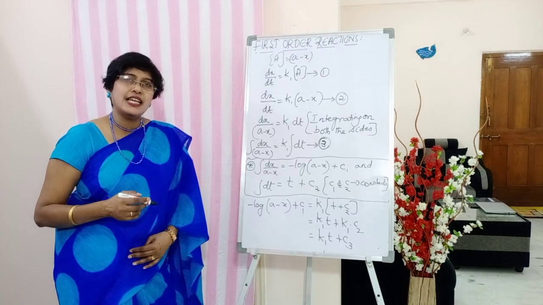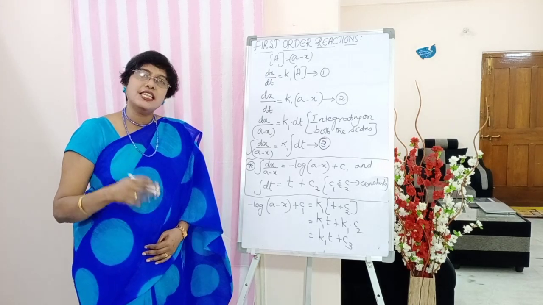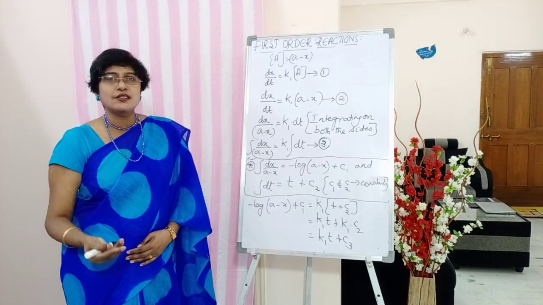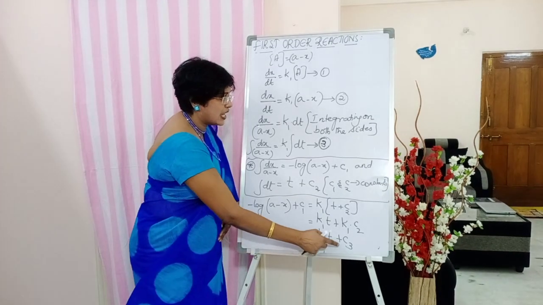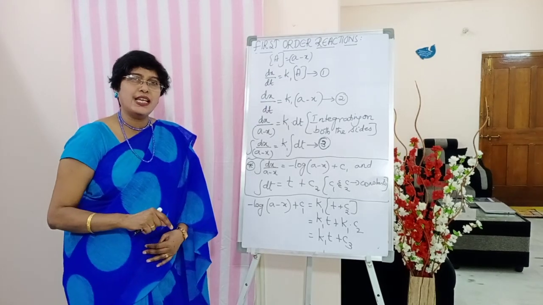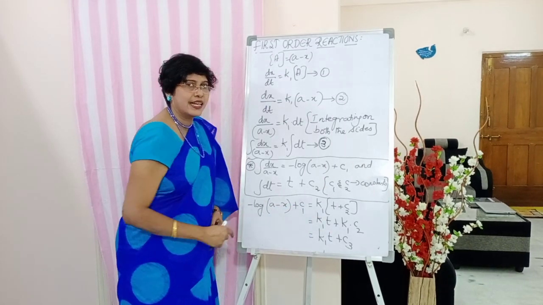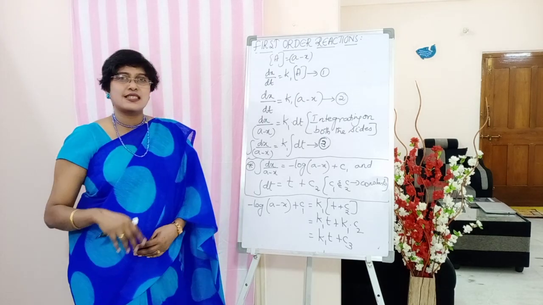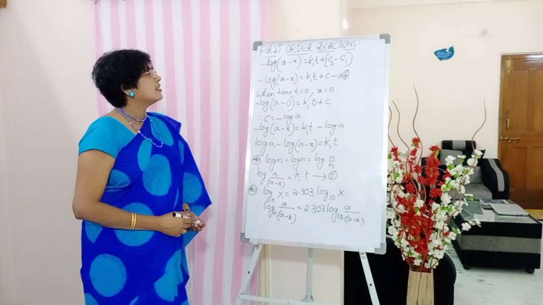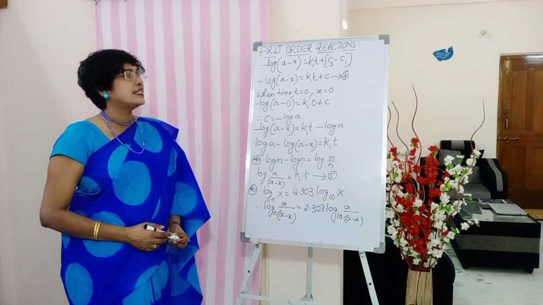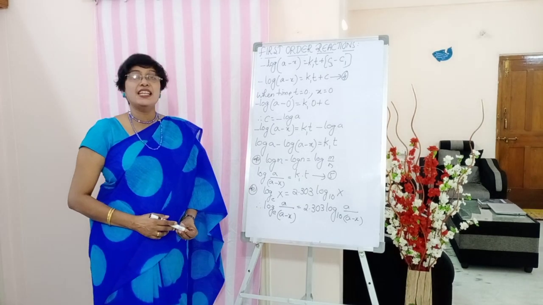Why c3 I have taken? c3 is a new constant. k1 is a constant. c2 is a constant. So, constant into constant is a new constant. Okay, students? k1 into t plus c3. Now, what you do is, I am giving 1 second time. Bring this c1 to the right side. So, what will be the next step? Start writing. Minus log a minus x is equal to k1t plus c3 minus c1.